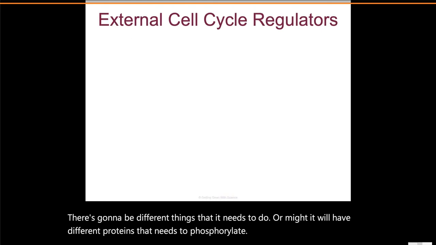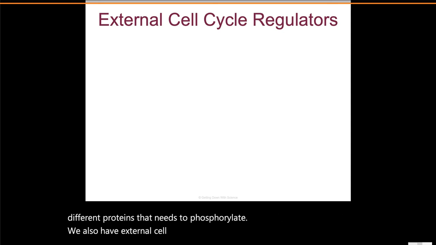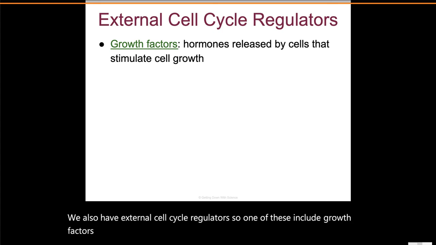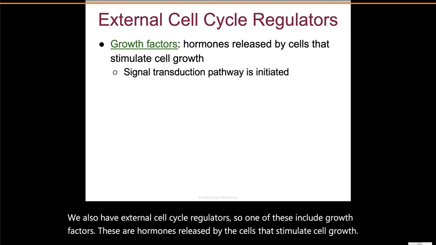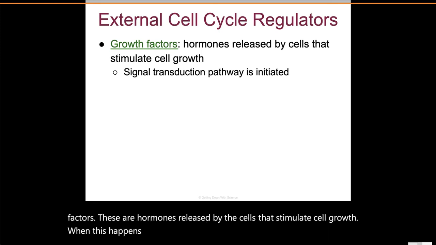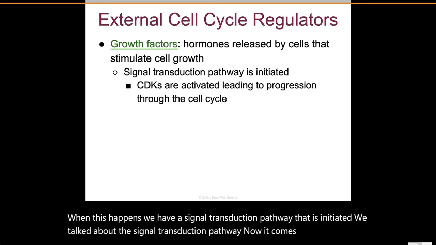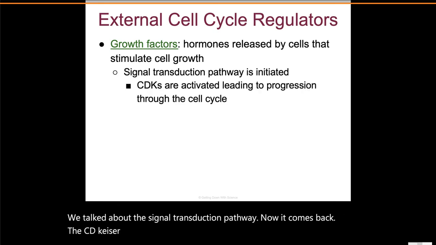We also have external cell cycle regulators. One of these includes growth factors. These are hormones released by the cells that stimulate cell growth. When this happens, we have a signal transduction pathway that is initiated. We talked about the signal transduction pathway, now it comes back. The CDKs are activated, leading to a progression through the cell cycle.